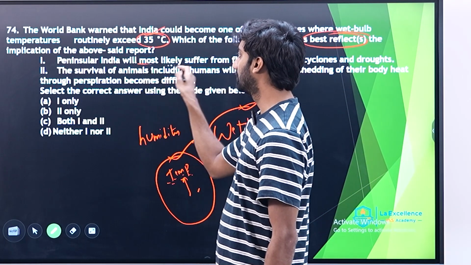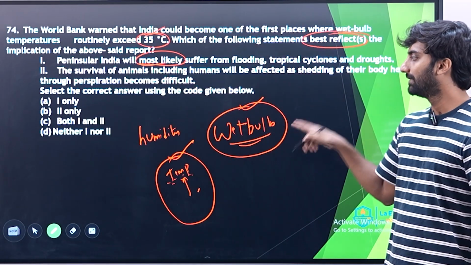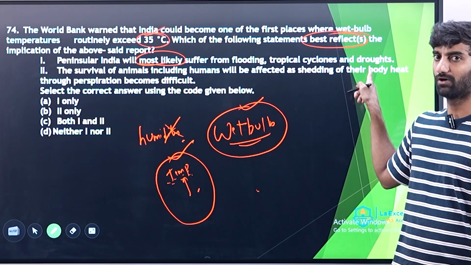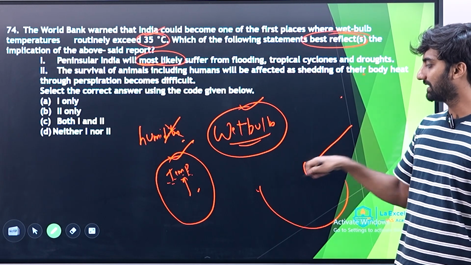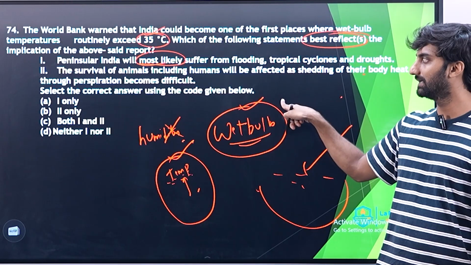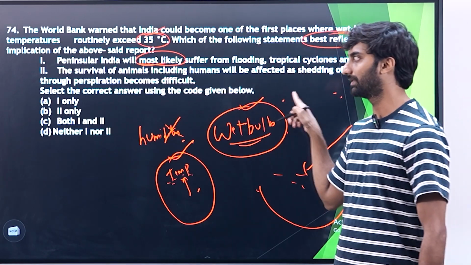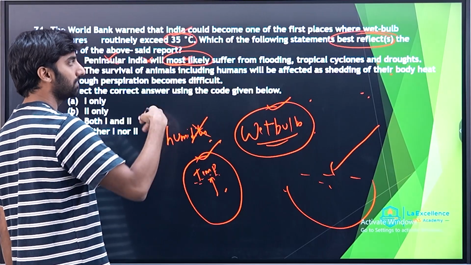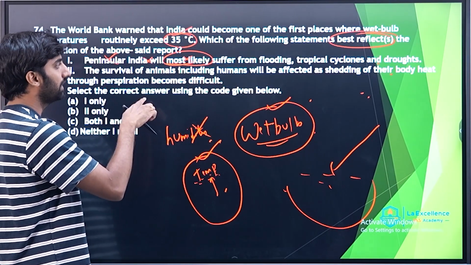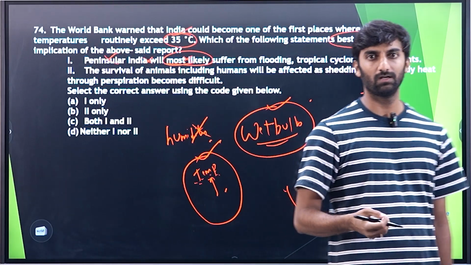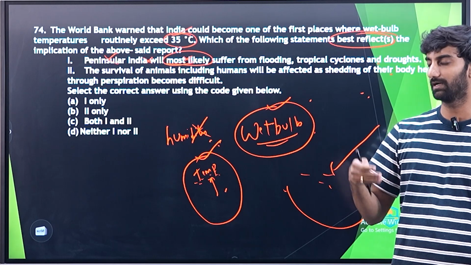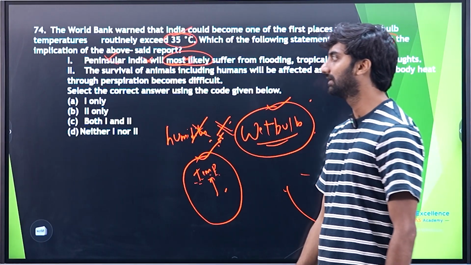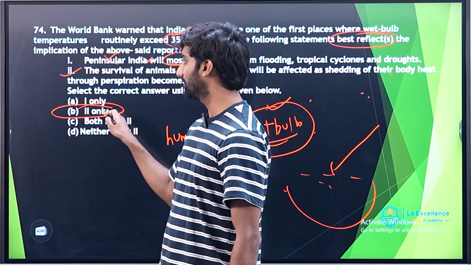The first is telling peninsular India will most likely suffer from flooding, tropical cyclone and drought. Though humidity in the atmosphere is very high, humidity is not directly linked to rain as well as formation of cyclones. Intense sunlight, presence of vast water bodies and other climatic parameters will decide the occurrence of floods, cyclones and droughts, not humidity. So not directly linked, though indirectly this may cause all these phenomena. Most likely is an extreme word, it won't happen. 2. The survival of animals including humans will be affected as sweating becomes difficult. We know in humid regions we try to emit heat back through sweating, but this humidity is not allowing us to sweat out. So it will create serious health problems. 2 is correct. So only 2 will be the answer, 74B.